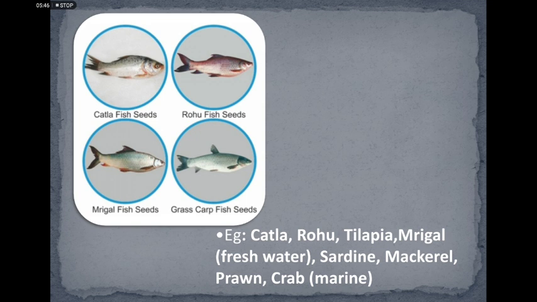Katla, rohu, tilapia, mrigal, etc. are freshwater fishes. Sardine, mackerel, prawn, crab, etc. are marine. Sardine means matti. Mackerel means ayala. Prawn is our chemmeen.